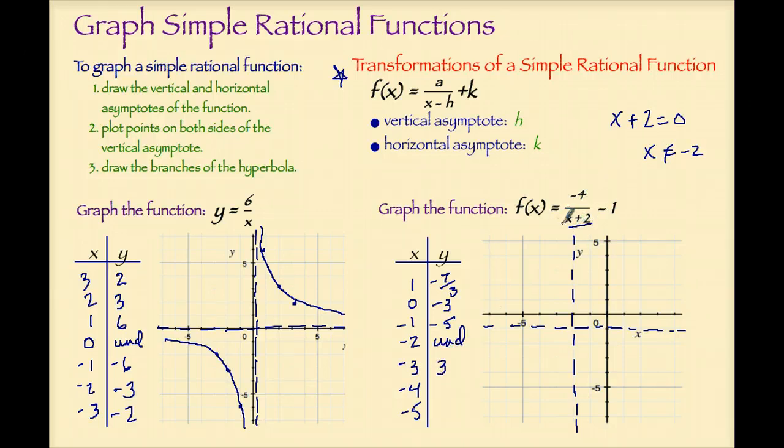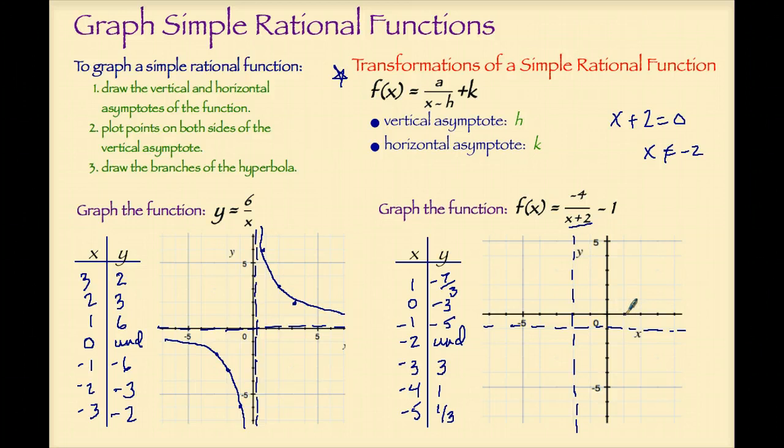And when I put negative 4 in, negative 4 plus 2 is negative 2. Negative 4 over negative 2 is positive 2, minus 1 is 1. And negative 5 plus 2 is negative 3. Negative 4 over negative 3 is positive 4/3, minus 1 is 1/3. Let's plot these points. Remember, negative 7/3 is negative 2 and 1/3.